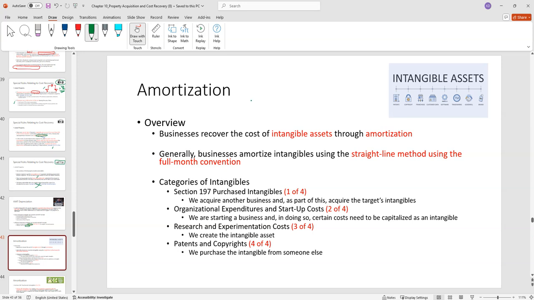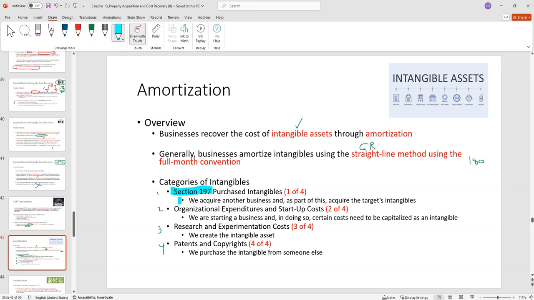Let's now talk about intangible assets. Generally, we're going to use straight line depreciation, or I'm sorry, amortization here, using the full month convention. A lot of times it's going to be over 180 months, but we have 4 situations where we're going to see amortization. In financial accounting, these are 4 situations where you would debit amortization expense, or we would take an expense on the income statement.